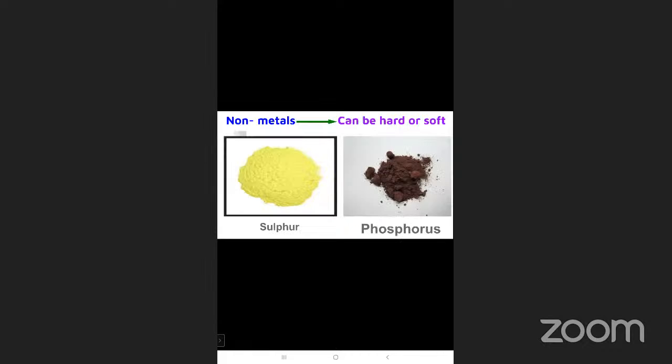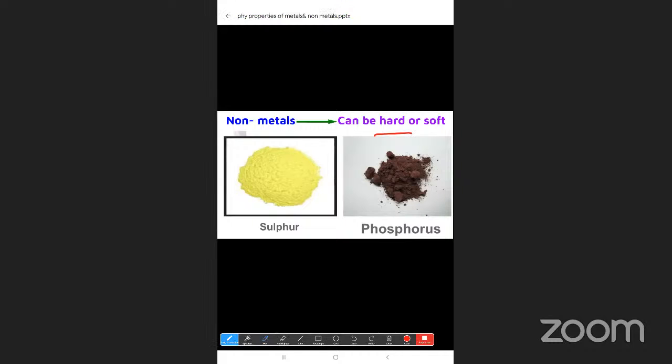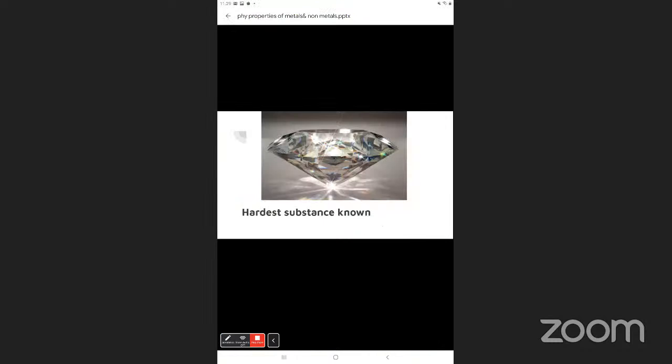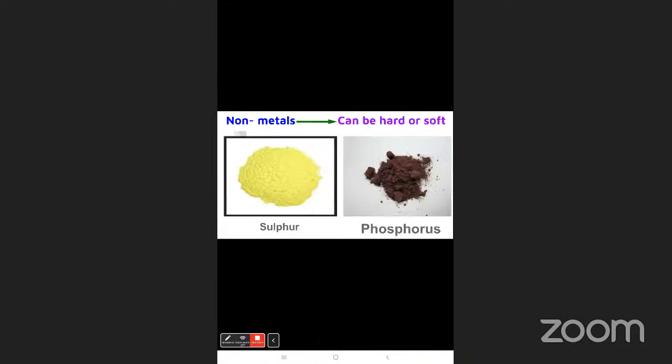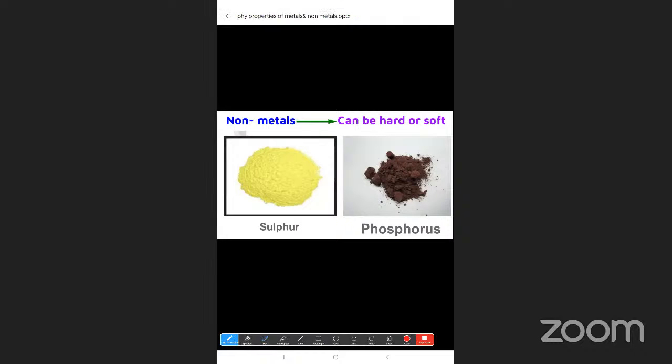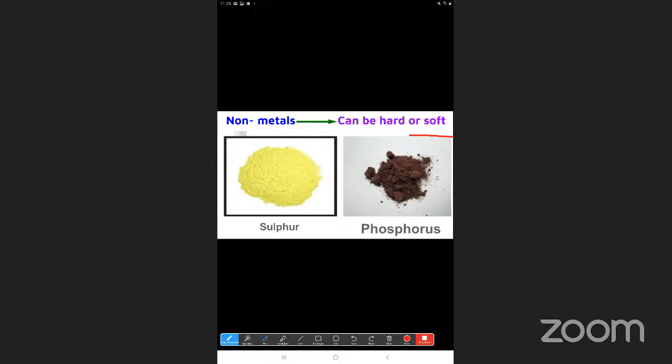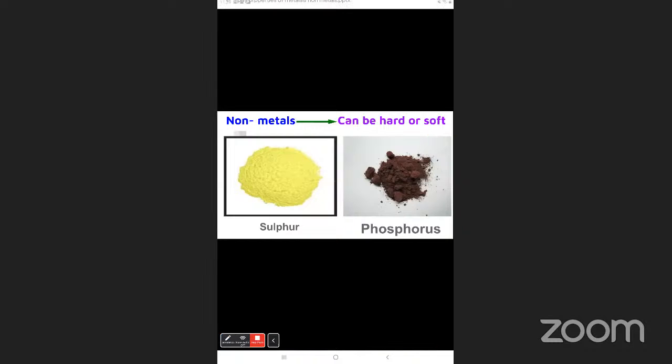Now, the non-metals. Are non-metals generally hard or soft? Because of its nature, we know diamond is one of the hardest non-metals, and some of the non-metals are soft. We can observe that sulfur and phosphorus are soft in nature, but diamond is the hardest known substance. So we can say non-metals are hard or soft.